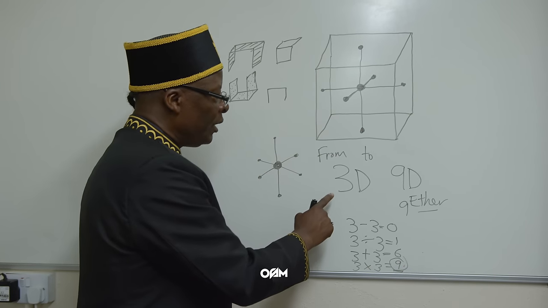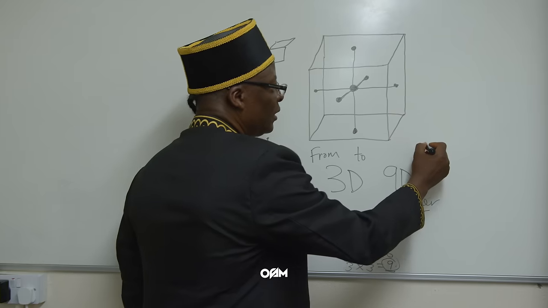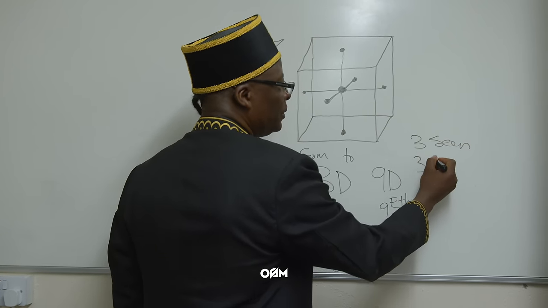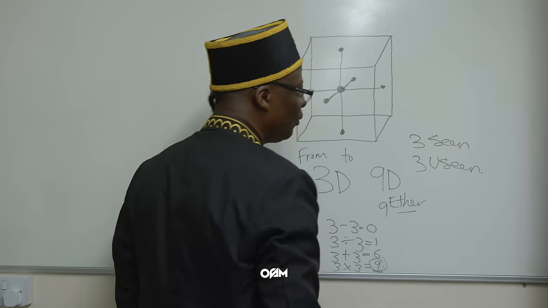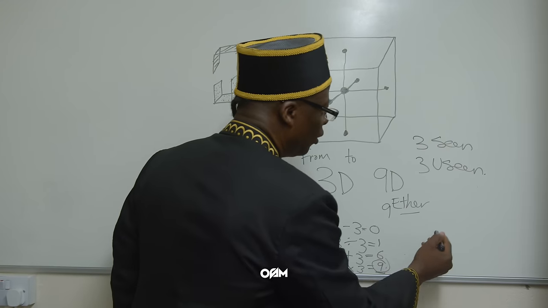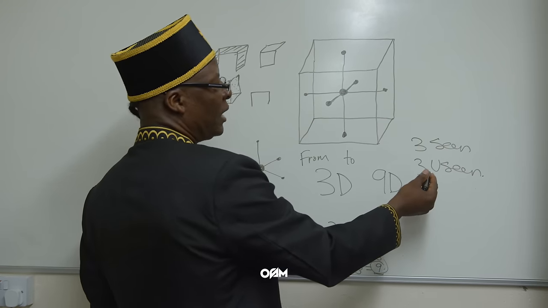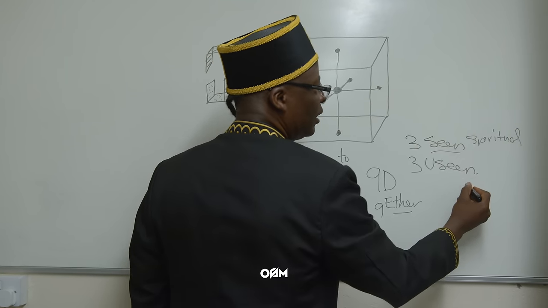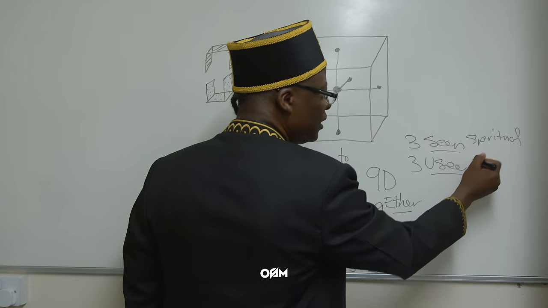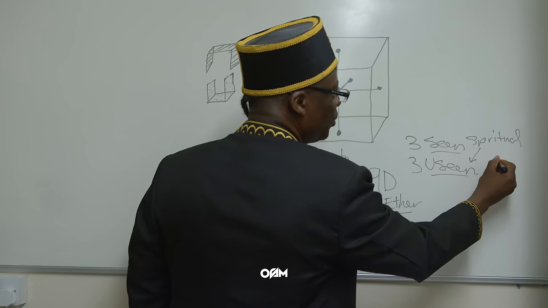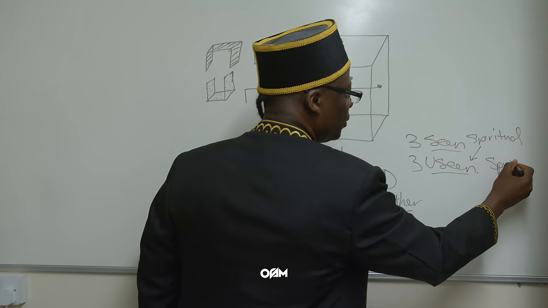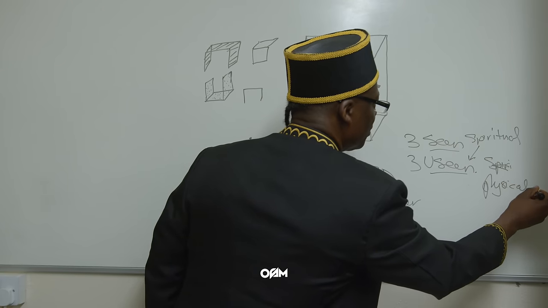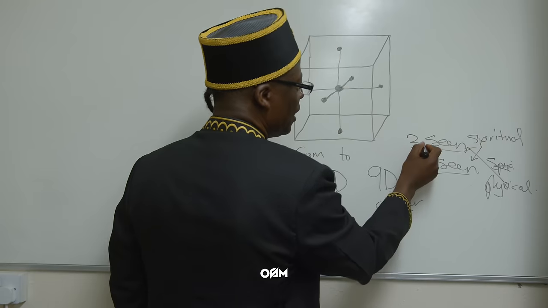Because when you look at the number 3, or when you look at anything, you have the seen. So this will be the seen 3. And then there's another 3, which we say is unseen. Because you always have to have the duality of one side and the other. So people will say the unseen is spiritual, and the physical is the seen, right? So you've got two worlds. So that's why you have two 3s.